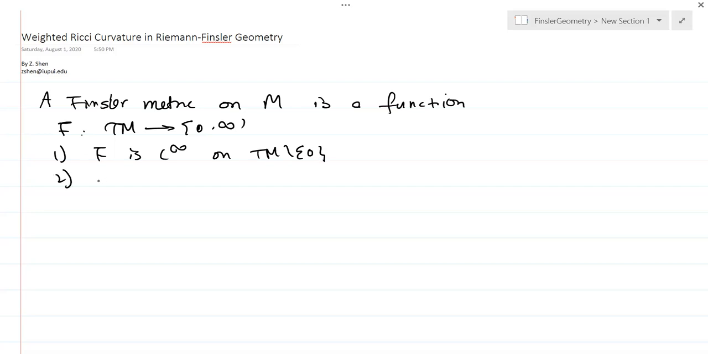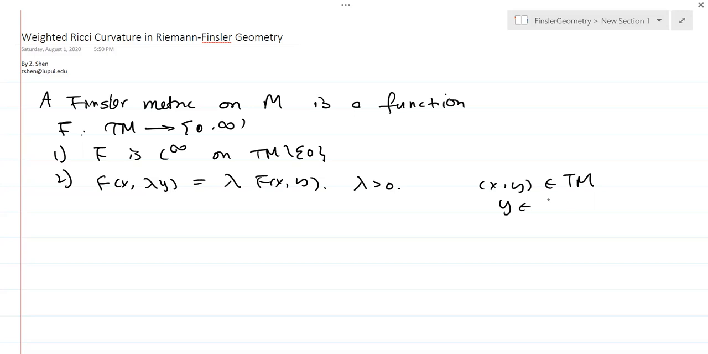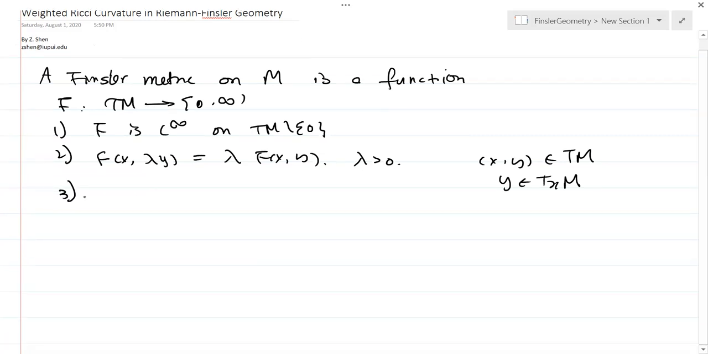Second, it has the following homogeneity condition. Here I have to use x and y to denote the vector y at the point x, for positive lambda. So we denote a point on TM by (x, y), and y is a tangent vector at point x. Sometimes we are not going to distinguish between the coordinates of a point and the point. And the third condition is the following.